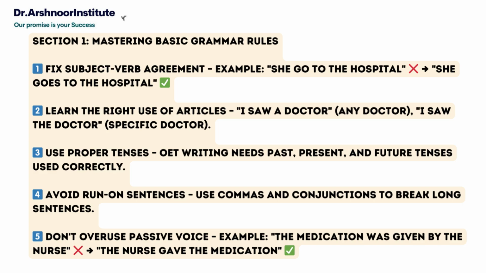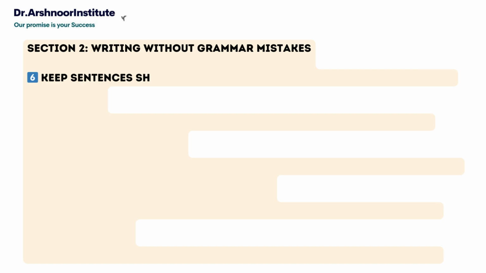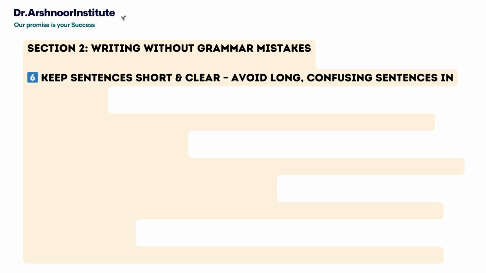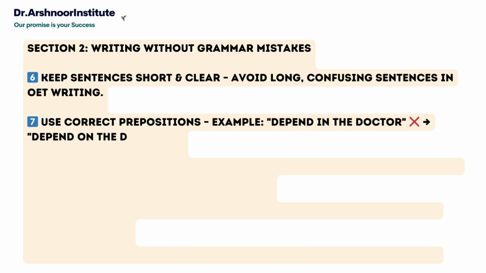But I'm going to start with the second section, that is writing without grammar mistakes, because writing is the most challenging part, where students make maximum mistakes. And the first one is keep sentences short and clear. Avoid long, confusing sentences in OET writing. By this, you will be able to reduce the errors or mistakes in the writing.